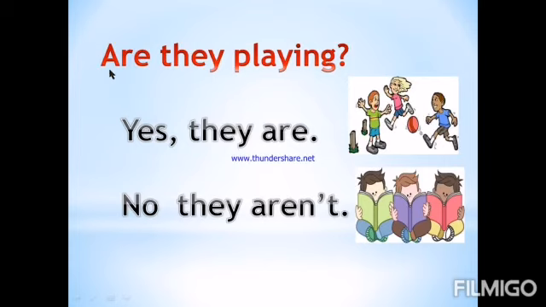And for the plural, we use are to make a question. Look at the first picture. Are they playing? Yes or no? Yes, they are. Now look at the second picture. Are they playing in this picture? No, they aren't. Again, in the first picture, are they playing? Yes, they are. And in the second picture, are they playing? No, they aren't. So for the plural, we ask using are, and the answer is yes, they are. For no, we use not: no, they aren't.